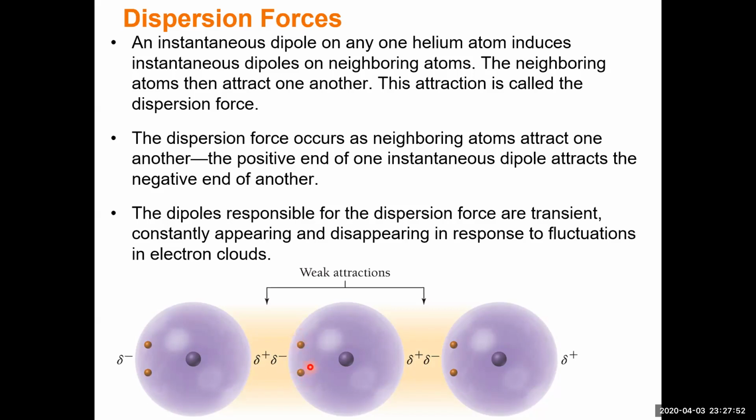And because now we have an induction of a partial negative end on one side, it'll cause a partial positive end on the opposite side. And then the neighboring atom will then induce an instantaneous dipole on its neighboring atom. This attraction is called the dispersion force. So the dispersion force occurs as these neighboring atoms are attracting one another, where we have the positive end of one instantaneous dipole that attracts the negative end of another.